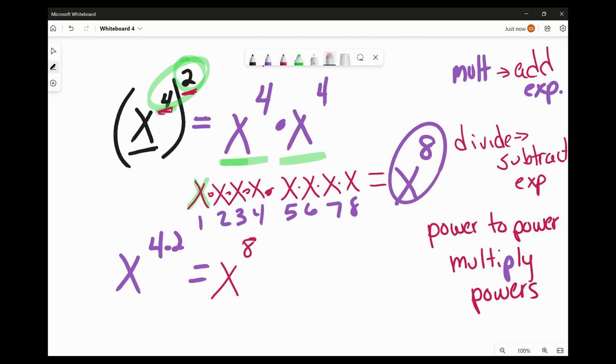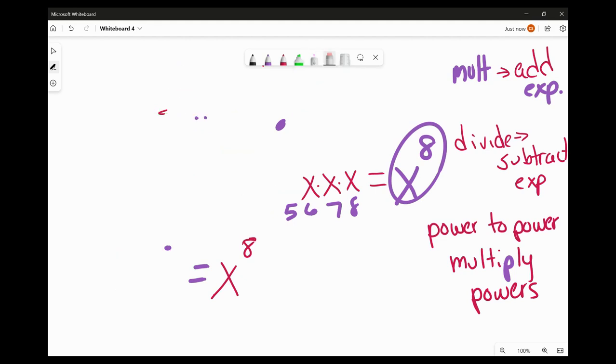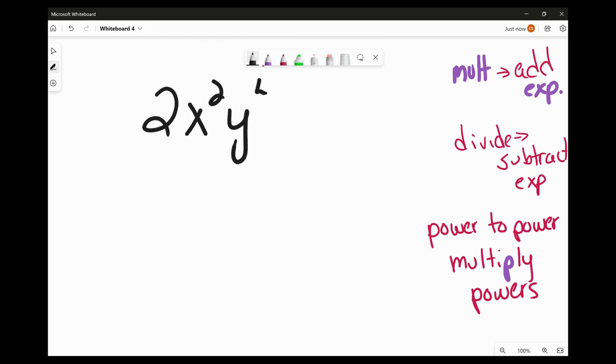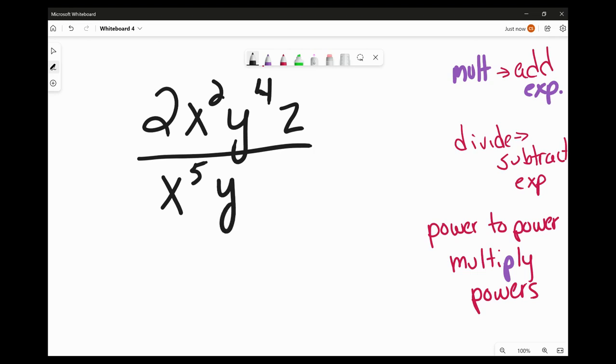Now I'm going to kind of sum it all up by doing one that has multiple things in it. So we'll get rid of all this. And let's say we have 2x squared y to the 4th power over z, and x to the 5th power y. So now I have something that looks like this. I'm always going to start with just the number. So the only number we have is 2. It's in the numerator. It's going to stay in the numerator. Actually, let me throw another x down here.